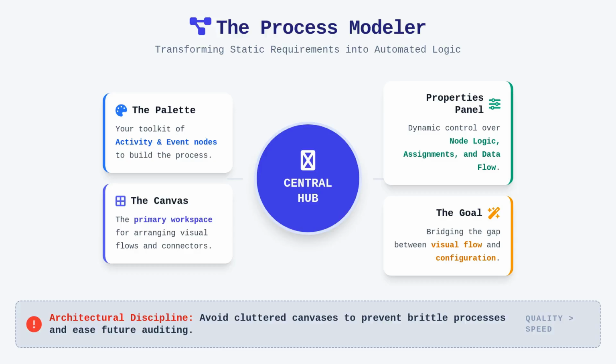You must become comfortable navigating these panels because you will spend significant time toggling between the visual flow and the underlying configuration settings. Efficiency here is not just about speed. It is about maintaining a clean, readable flow that allows other developers to audit your work months down the line. A cluttered or disorganized canvas often indicates a lack of architectural discipline, which can lead to brittle processes that are hard to troubleshoot or scale as business needs evolve.